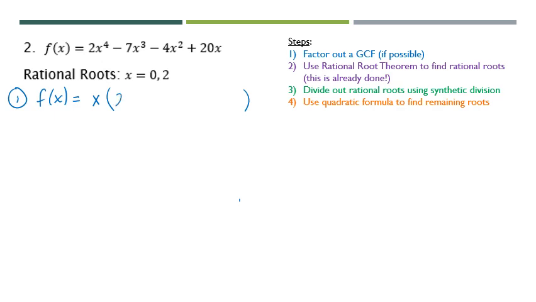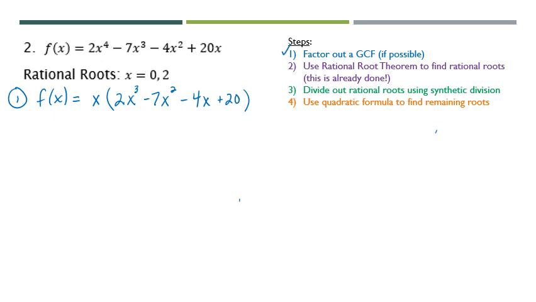So this is still going to be 2, but now it'll be x cubed. Minus 7, this goes down to x squared, minus 4x to the first, but I don't have to write the 1, and then plus plain 20. Okay, so that was step 1. I factored out my greatest common factor if possible.